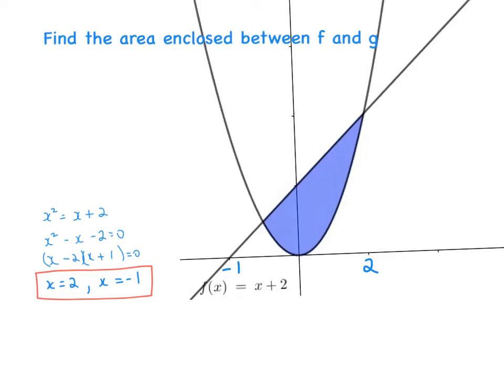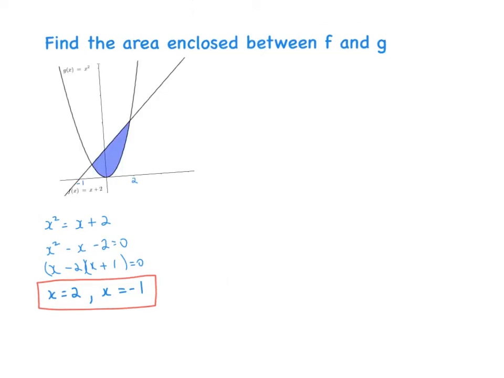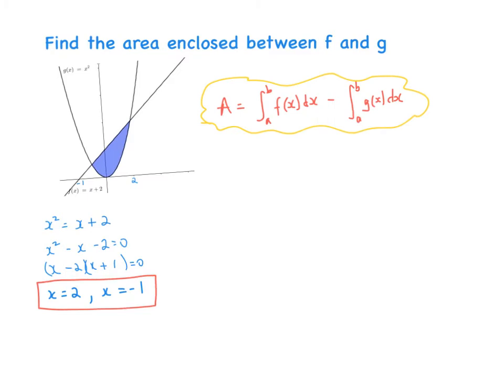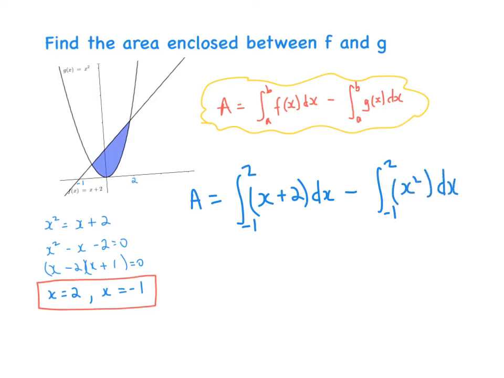Just marking them into our diagram here. Now that we have our values, minus 1 and 2, it's just our regular integration. And so off we go. Here we have A is equal to the integral from minus 1 up as far as 2 of f of x, which is x plus 2 dx, and we're taking away from that the integral from minus 1 to 2 of g of x, which this time is x squared, also with respect to x.